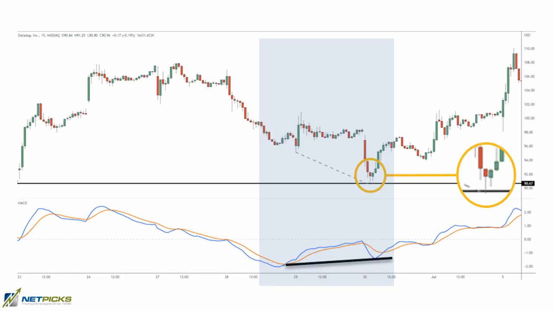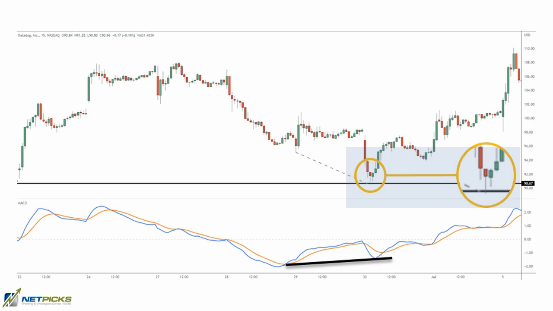Let's combine them. This is a 15-minute day trading chart. Price has pulled into a zone and acted as support in the past, the black line. The MACD is showing us bullish divergence because price made a new low. We see the hammer show up at support during bullish divergence.